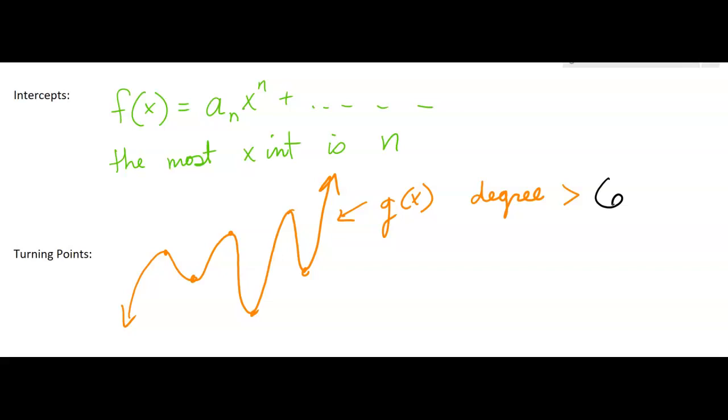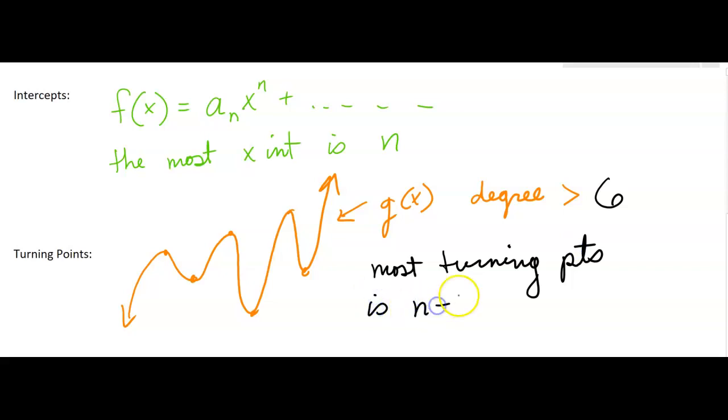The most turning points you can have, I'll do it in the positive direction, is n minus 1. Okay? That's the most you can have. So if I have 6 turning points, I know that my degree has to be at least 7. Could be 8, could be 9, but it has to be at least 7. Because the most number of turning points you can have is n minus 1. All right, I'm afraid I just didn't explain it well enough.